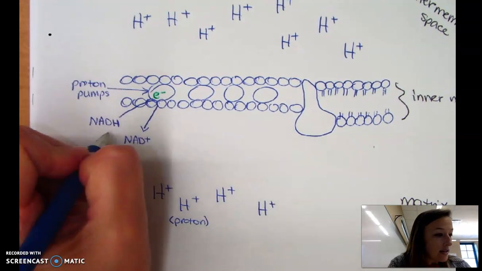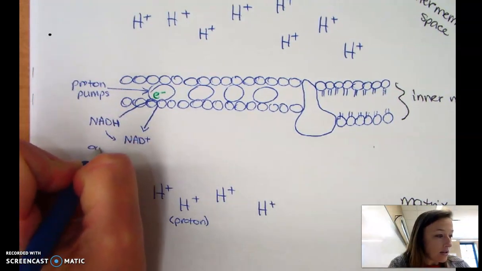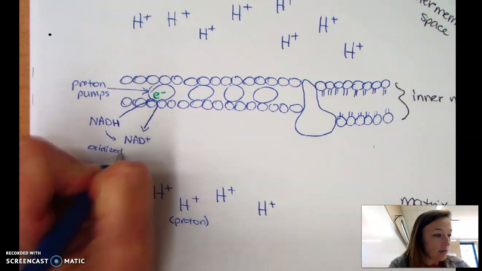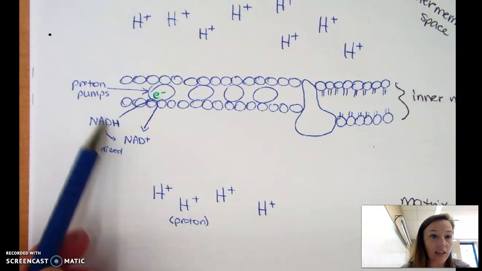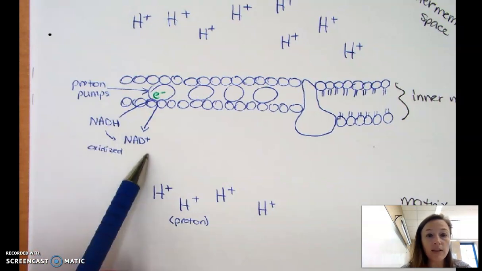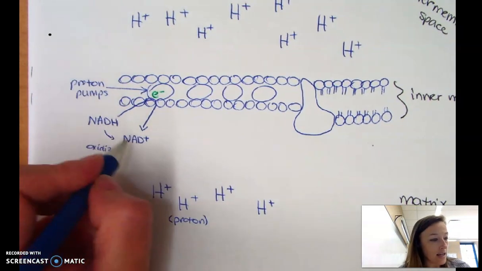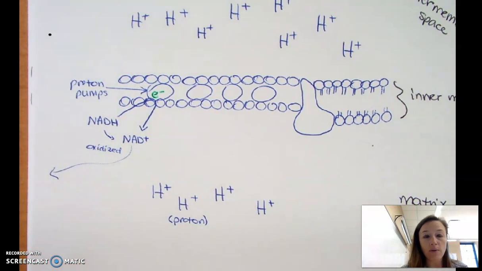In doing this, this becomes oxidized. So this is the first time you've seen me write oxidized near NAD+. It's always been reduced because we've always been going this way. But now we're removing those electrons and it's being oxidized. It is then going to leave and go back to glycolysis and pyruvate oxidation and the citric acid cycle, all those things to pick up more electrons.